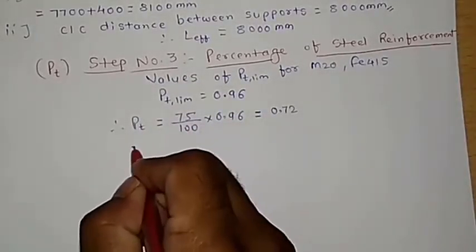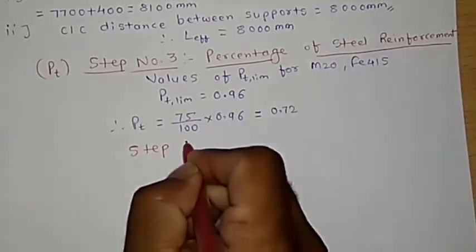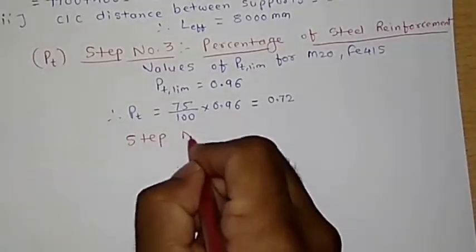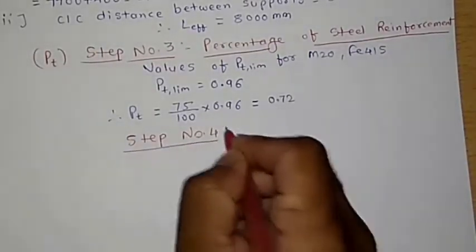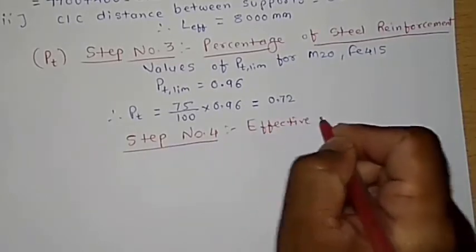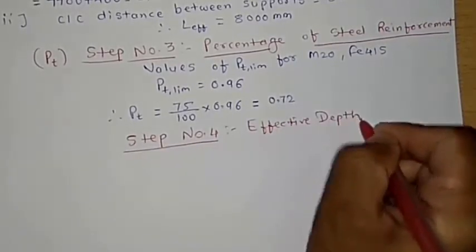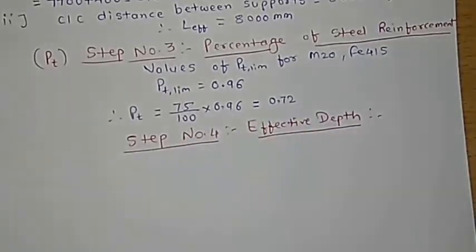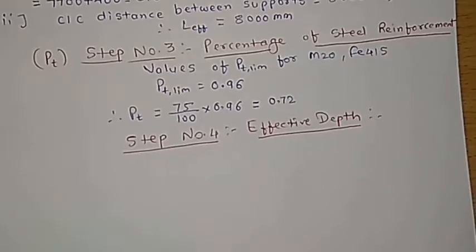So step number 4, it is effective depth. We have calculated effective span, now effective depth. For that, again we need to just refer to clause 23.2.1, page number 37.